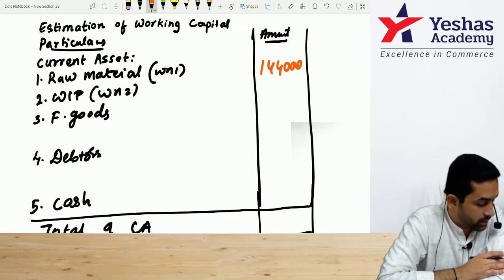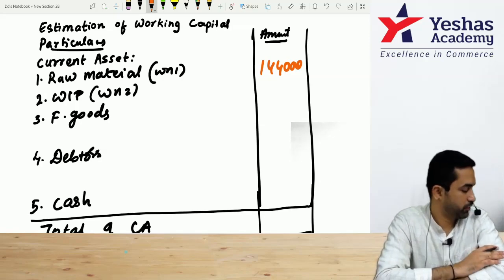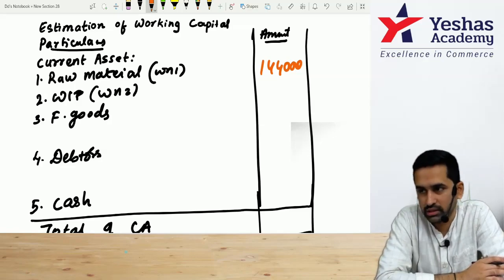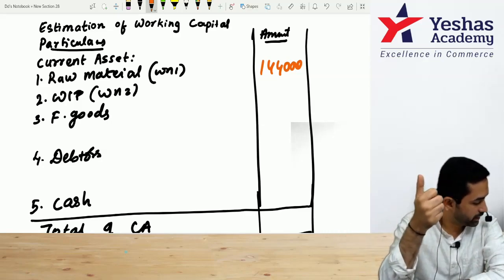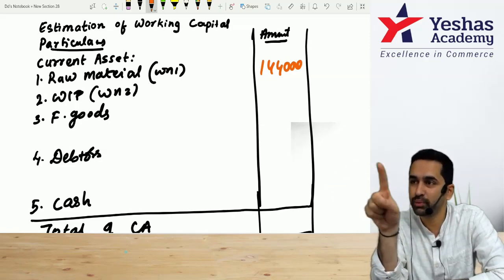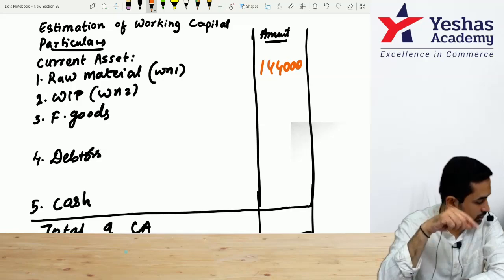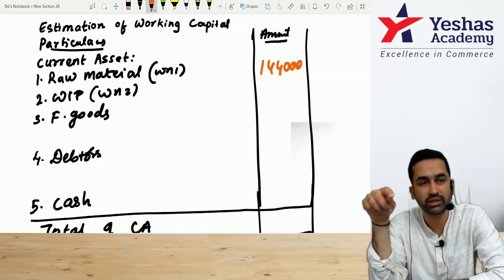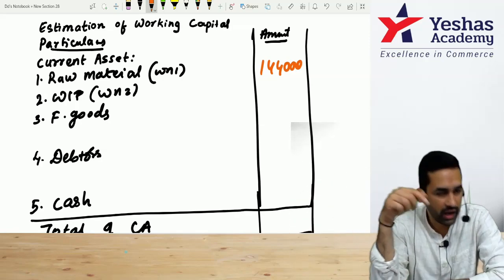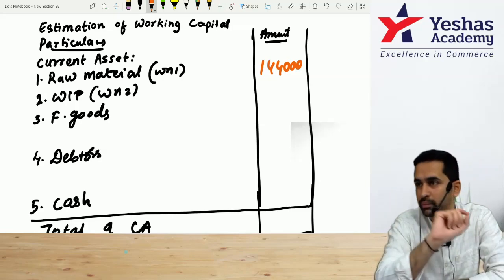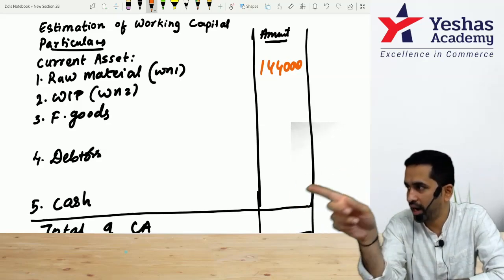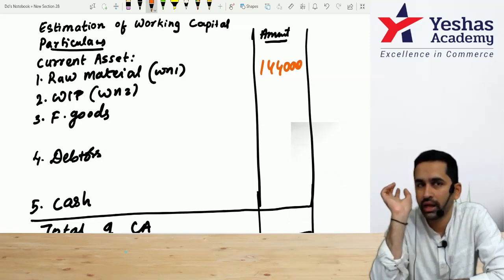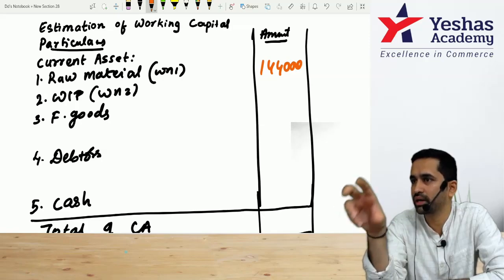What's the second segment now? WIP. Now tell me for WIP, how many units of WIP do we know? What is the material cost? 40 rupee. Is it 100% incurred? Yes, which means nothing to do in Calci. If I take 12,000 into 40, that is the material component in WIP, plus 12,000 into labor cost, 15, but degree of completion is only 50%. Plus overhead: 12,000 into 30 into 50%, removing the depreciation portion. Add all three, that's the value of WIP.